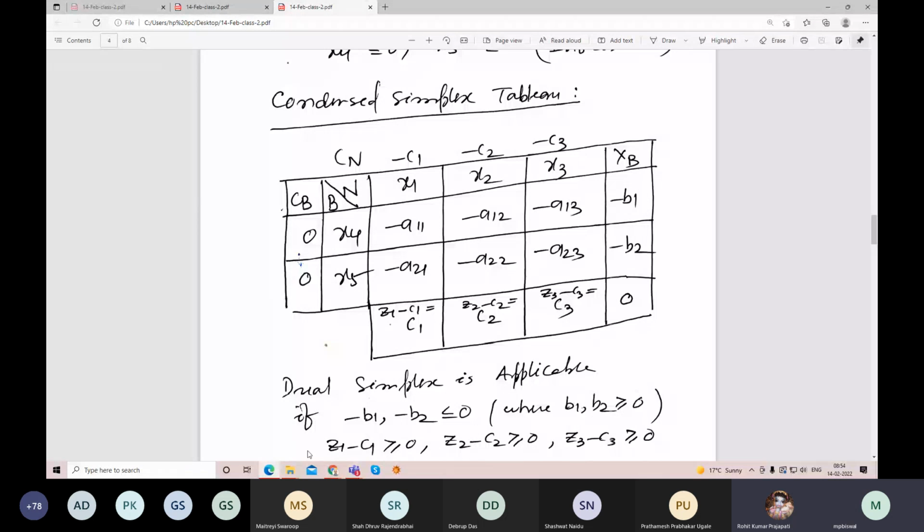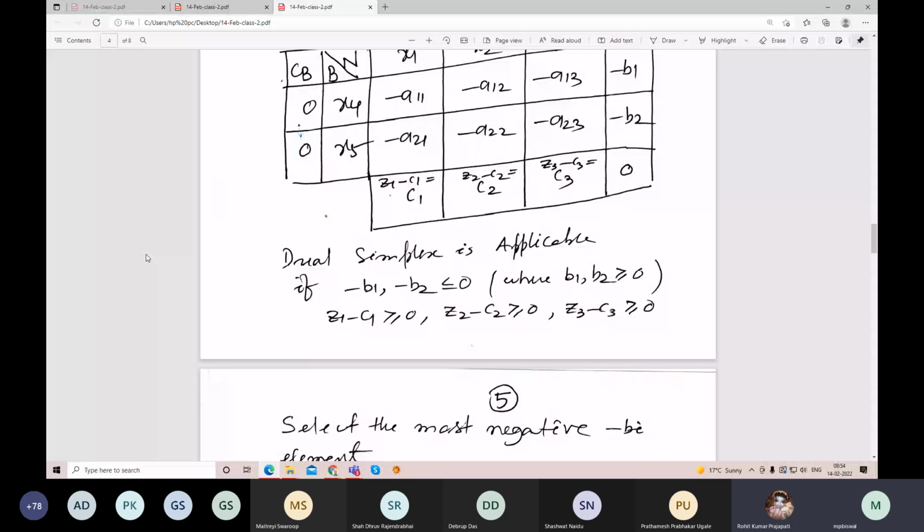This is a case of infeasibility, but technically the problem is feasible. So what will happen here? Apply the dual simplex method. For this problem, dual simplex is applicable. Why? The condition is that the right hand side parameters, minus b1, minus b2, are negative, while z1 minus c1, z2 minus c2, z3 minus c3 are non-negative.